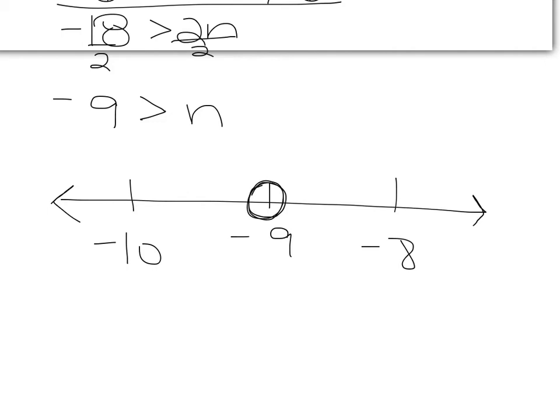And because the variable is not first, you're going to shade the direction the arrow is not pointing, which would be this way. And again, this would be a parenthesis if you wanted parentheses instead of open or closed circles. Check a value. If I put negative 10 here, is negative 9 greater than negative 10? It is, so you're good.